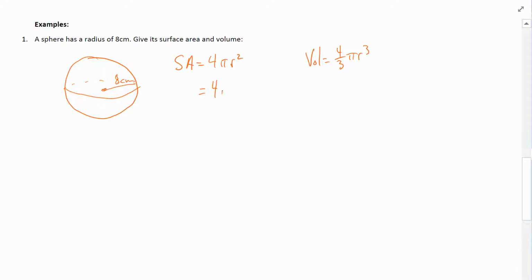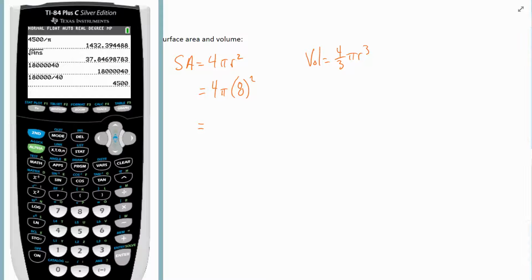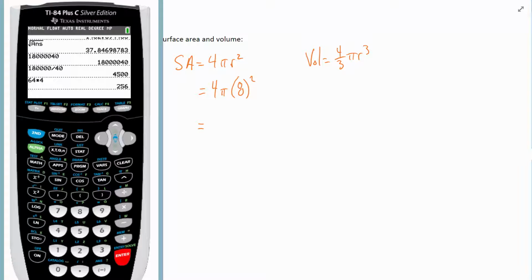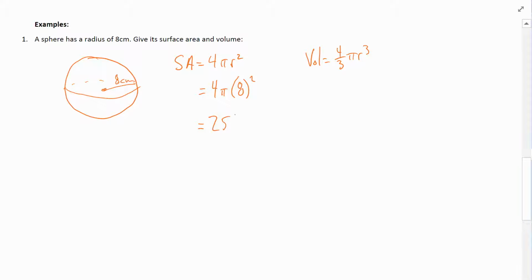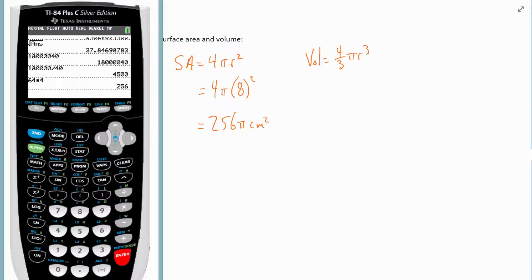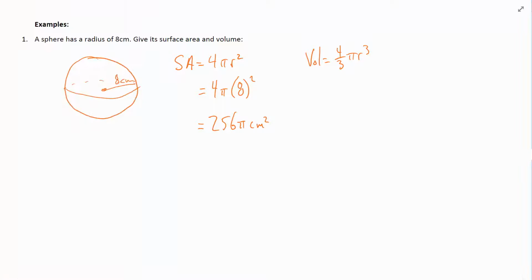So in here we will substitute r is 8. 8 squared. 8 squared is 64. 64 times 4. Oh yeah, 256 pi square centimeters. If you want to take that into a decimal number, multiply that result by pi and get 804.2 square centimeters.